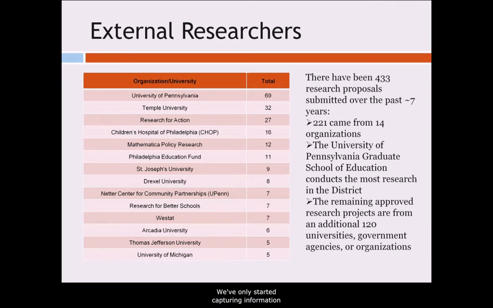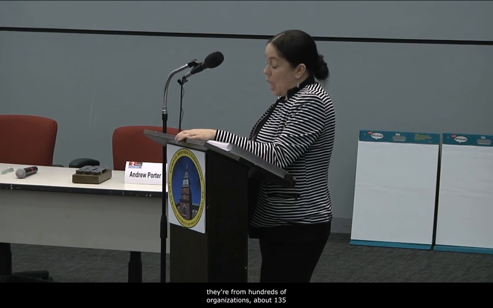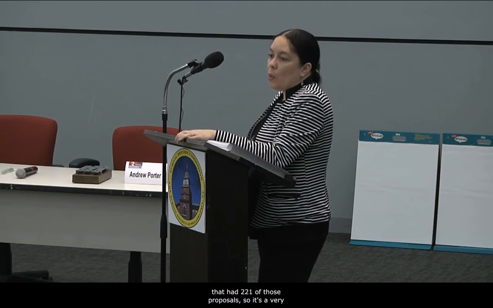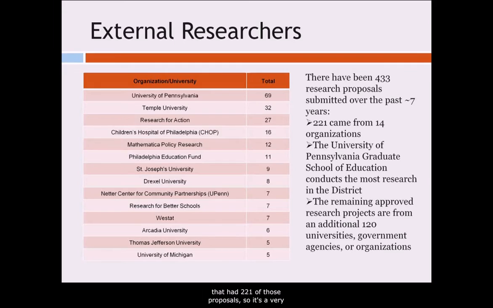We've only started capturing information about research review in a database in the past 5 years, so for a little bit of the data I'm unsure, but there have been approximately 433 research proposals accepted in the last 7 years, and they're from about 135 organizations. But here you can see these are the 14 organizations that had 221 of those proposals.